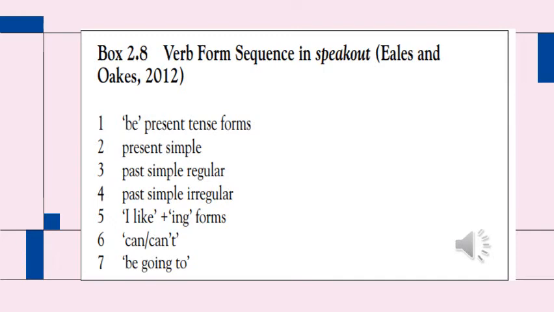Verb form sequence in Speak Out, Yates and Oakes, 2012. 1. Present tense be form. 2. Present simple. 3. Past simple regular. 4. Past simple irregular. 5. I like plus -ing forms. 6. Can and can't. 7. Be going to.